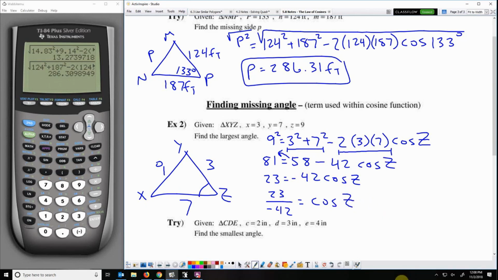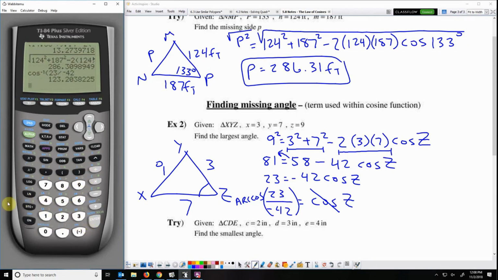Okay, and for my last step to get Z by itself, I can get rid of this cosine by doing its inverse on the opposite side. So if I do arc cosine on the left side, that cancels cosine from the right. So in my calculator, I'm typing second cosine 23 divided by negative 42. And I get an angle measure of 123.20 degrees. So Z is 123.20 degrees.